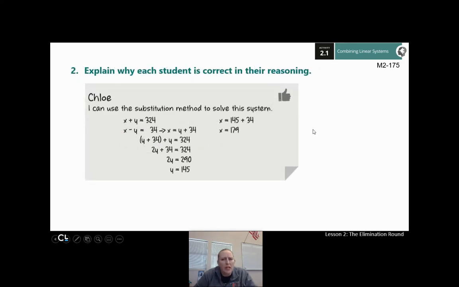Can you explain why each student is correct, why both of these ways worked? Go ahead and hit pause, jot down your thoughts here on number 2 on why Chloe is all right and why Mara is all right, and then hit play when you're ready to keep the discussion going.